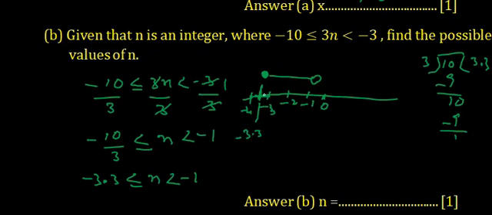When you move from minus 3.3 towards minus 1, we find the integers minus 3 and minus 2. Minus 1 is not included because there is no equal sign in the inequality here, so minus 1 is not in the range of n. So there are two numbers, and they are integers: minus 3 and minus 2.